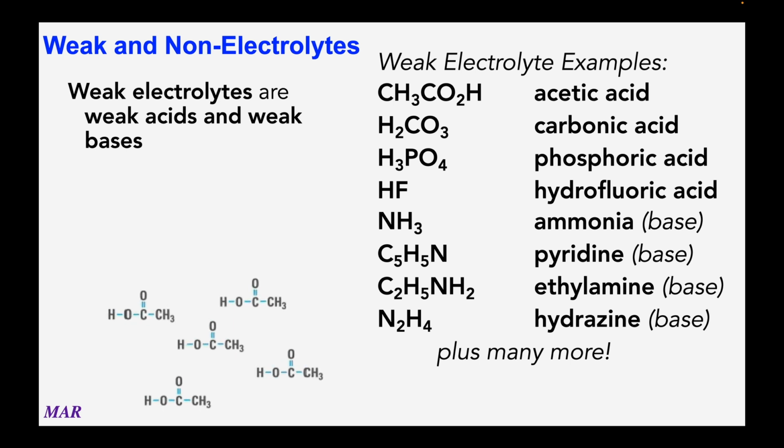A weak electrolyte is a compound that only partially ionizes in solution. Some hydrogen ions dissociate from acetic acid molecules, but others may rebond at the same time.